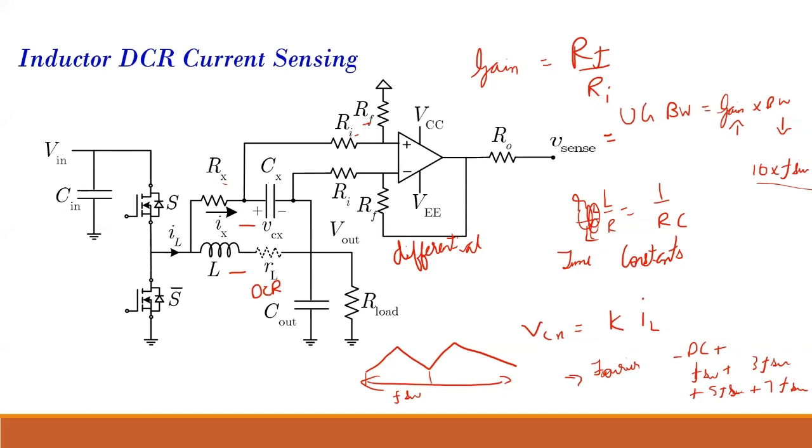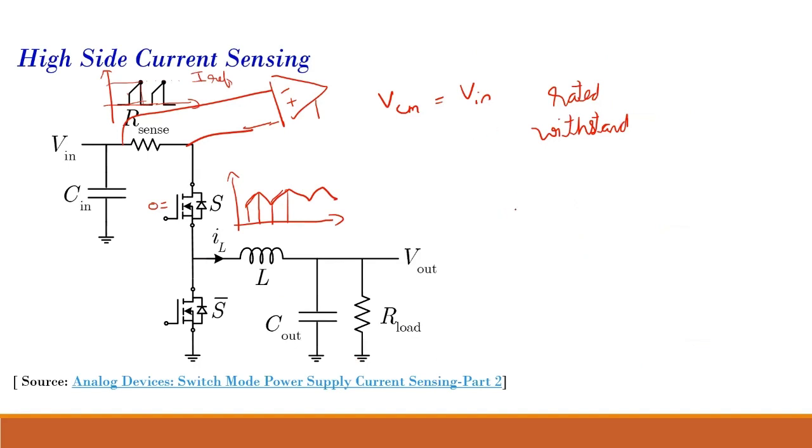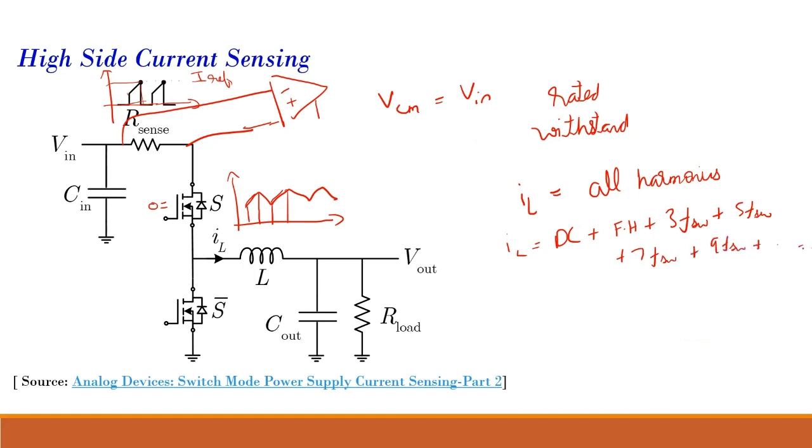If it should be a scaled version of IL, it should contain all the harmonics of IL. If you take the Fourier series, IL is a DC value plus the fundamental harmonic, plus 3 into FSW, plus 5 into FSW, plus 7 into FSW, plus 9 into FSW, and so on. This is the usual form for the inductor current because it is symmetric. So the even harmonics are not present; only the odd harmonics are there, because of certain symmetry.